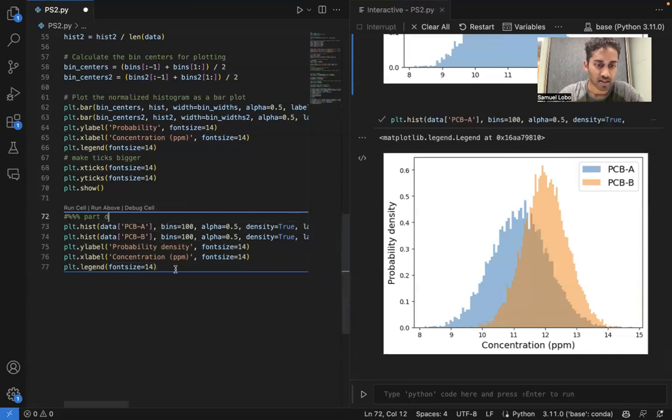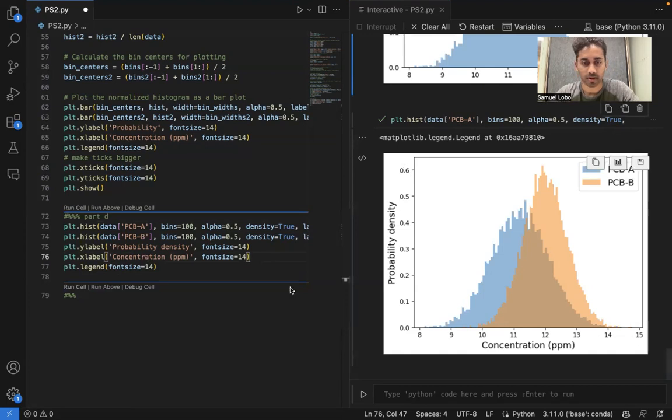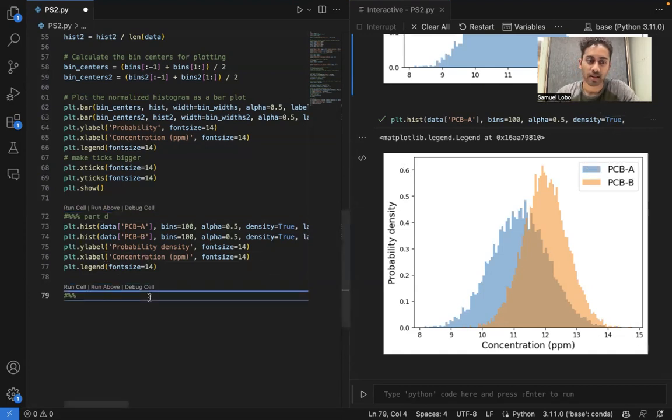So hopefully that's familiar to you. I think that's our solution more or less. I think you might want to make these ticks look a little bit bigger, but I think it looks pretty good. So let's move on.